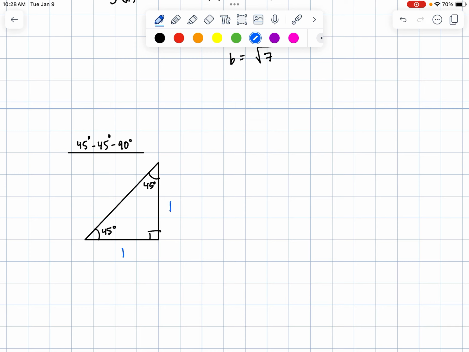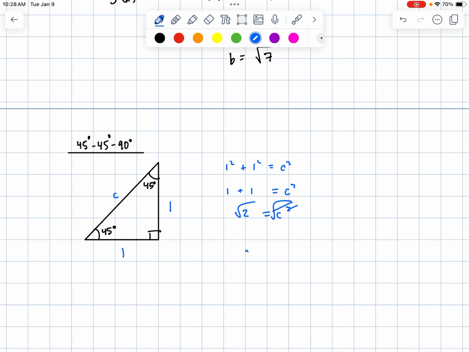Because we have 2 out of the 3 sides, we could use the Pythagorean theorem. We could say 1 squared plus 1 squared is equal to, let's call this c squared. 1 squared is 1, plus 1 is equal to c squared. 1 plus 1 is 2, it's equal to c squared. Square root both sides.